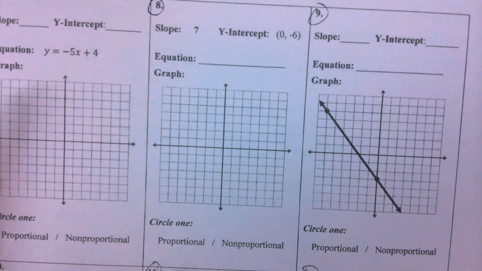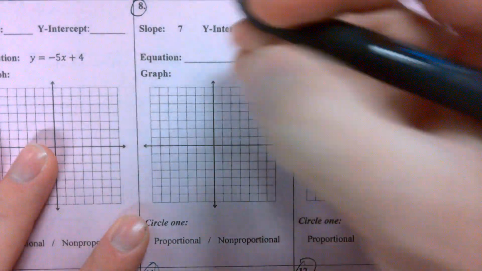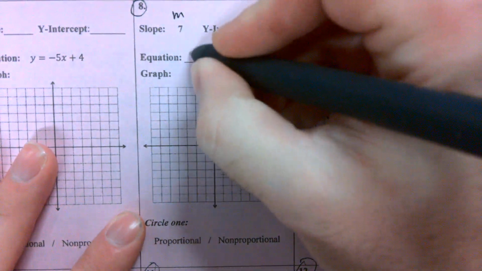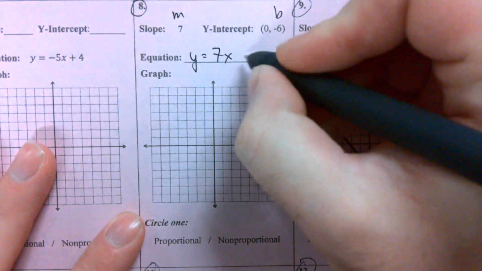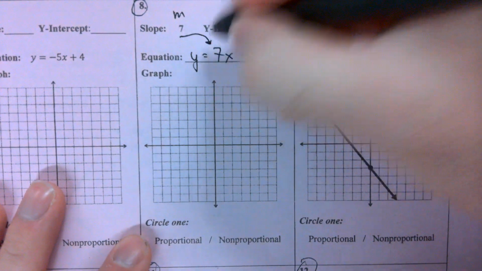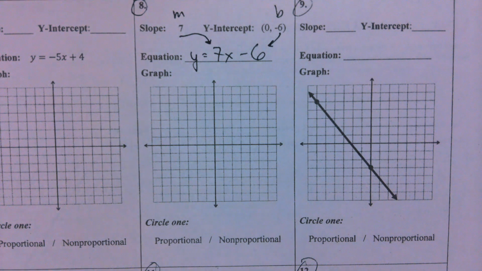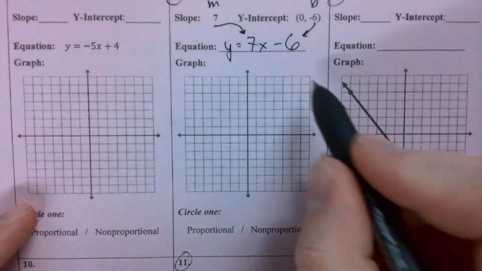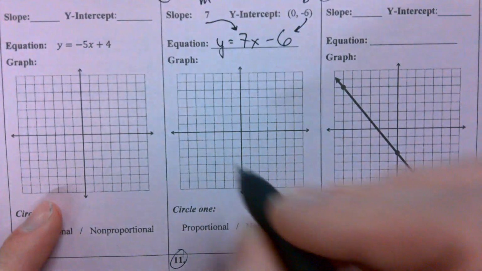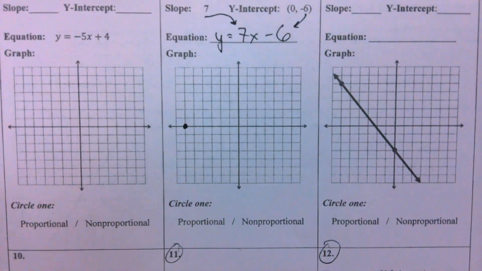Over to 8. Now, in number 8, we start with the slope and the y-intercept, so we can immediately write our equation. y equals 7x minus 6, right? m gets plugged in front of x. b gets subtracted on the end after x, like that. Then we can follow our steps from 4.3 to graph this line. First, we plot the y-intercept at (0, -6). Right there. Does that look right?